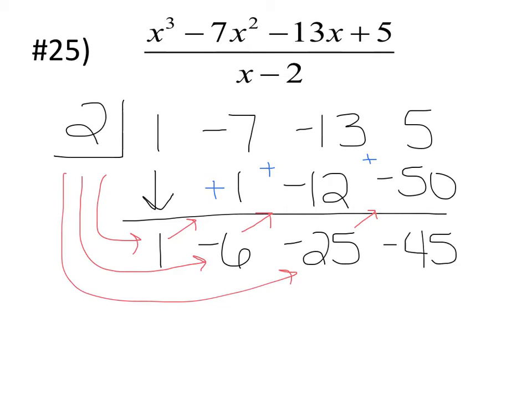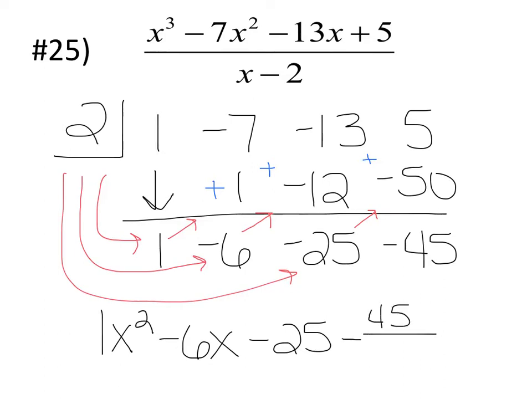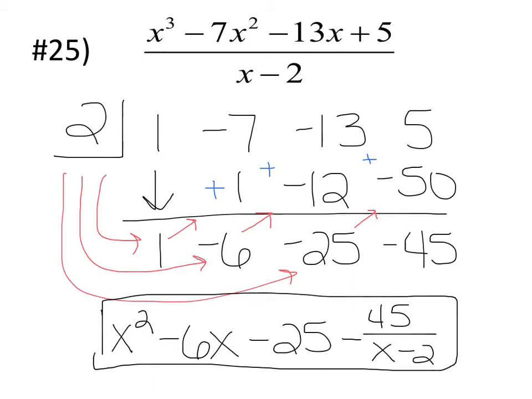So we're going to start one exponent down. So we started with x cubed, so we're going to start with x squared. So it's 1x squared minus 6x minus 25. And your last number is always your remainder. So we write minus, because it's negative, 45 over x minus 2. Because remember, you always put it over what you're dividing by. And this is your answer. I'm just going to make that 1 part of my box because we don't really need that 1 there. So it's x squared minus 6x minus 25 minus 45 over x minus 2.